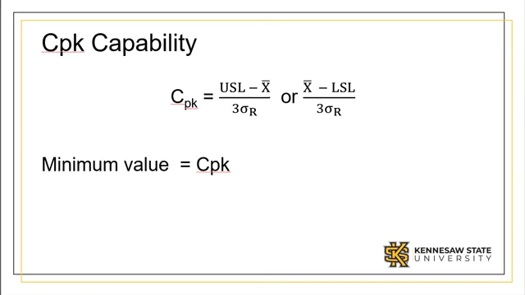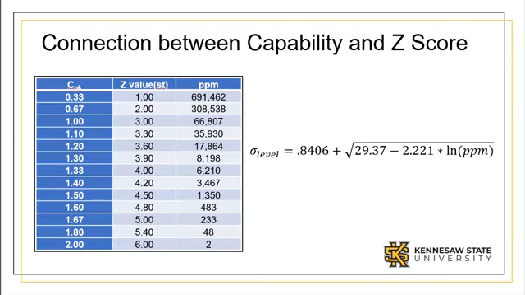Cpk accounts for processes that are not centered. Of the two calculations, we assign the smaller of the two as Cpk. There is a direct link between calculated Cpk and the z-score. Z-score is in units of standard deviation. It is the sigma level.